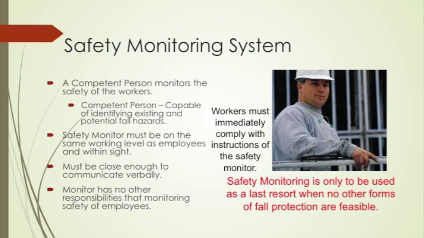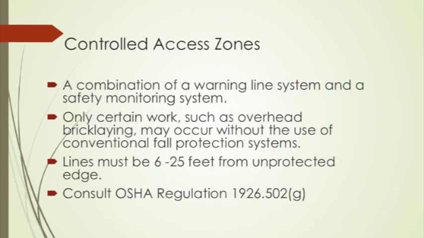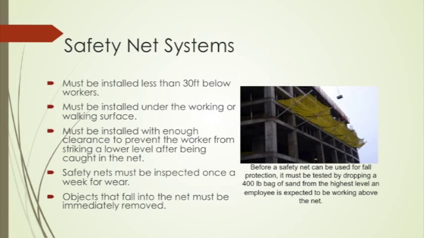Like the safety monitoring system, controlled access zones should only be used when other means of fall protection do not eliminate the hazard for employees. Consult the OSHA regulation for further information on when controlled access zones are permissible. When safety nets are used, they must be installed less than 30 feet below workers and must be installed under the working or walking surface.